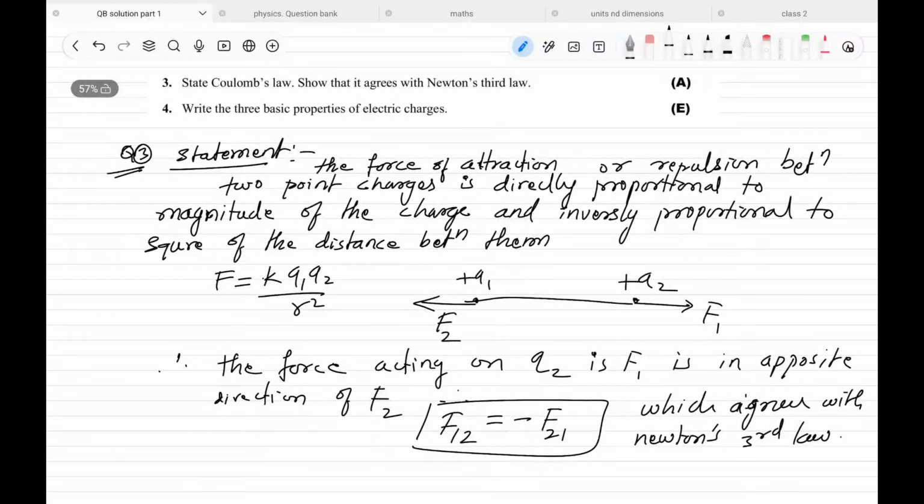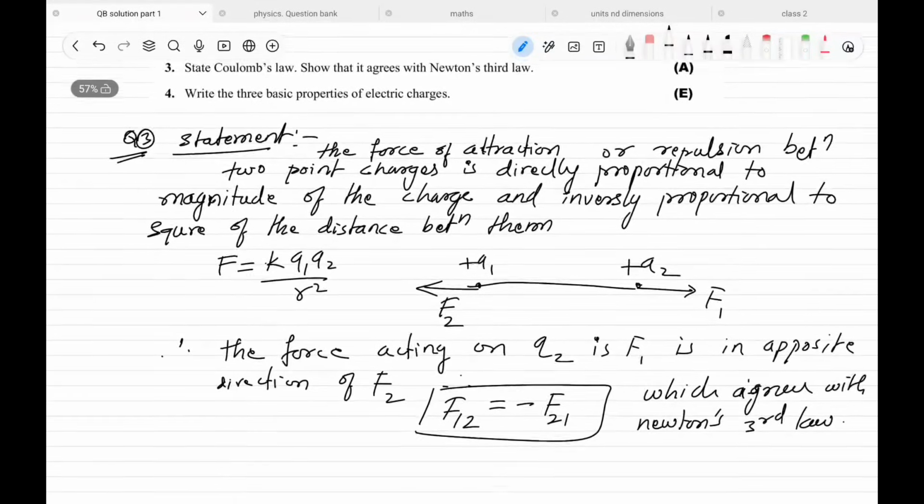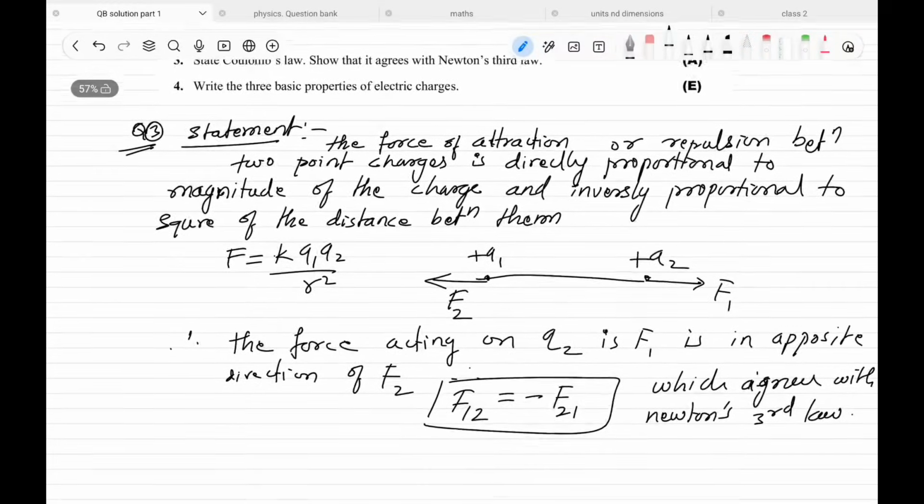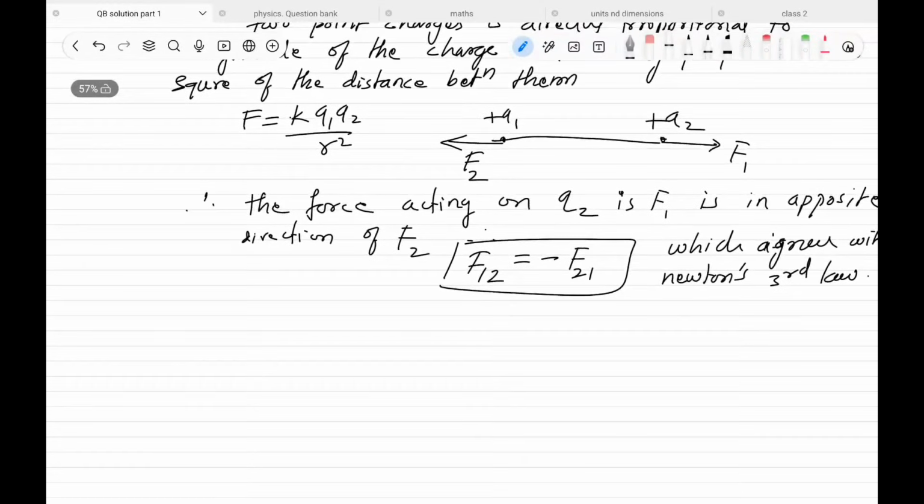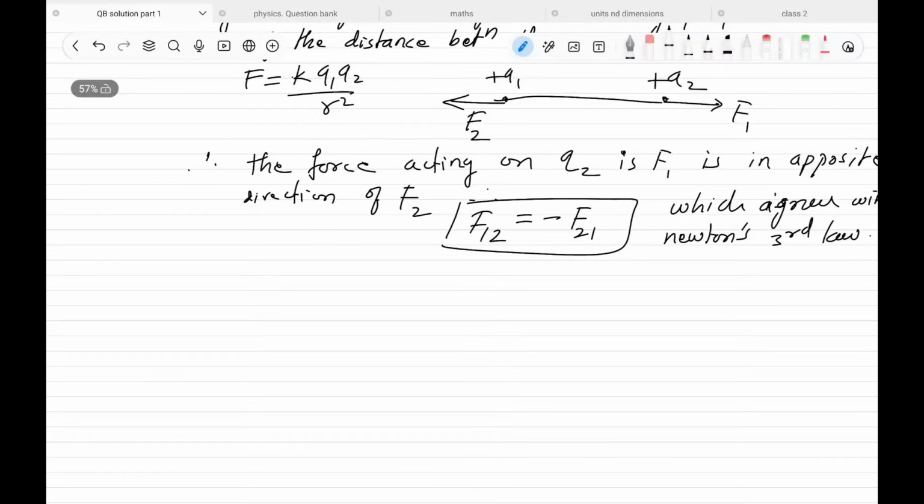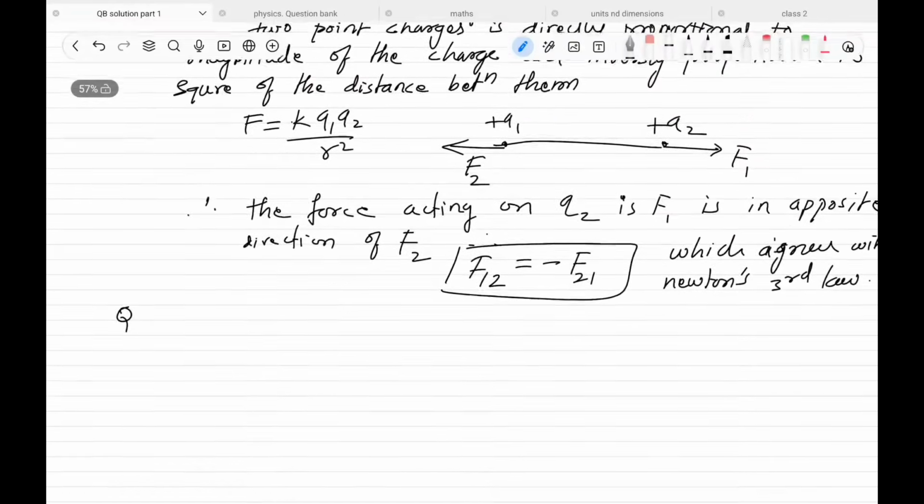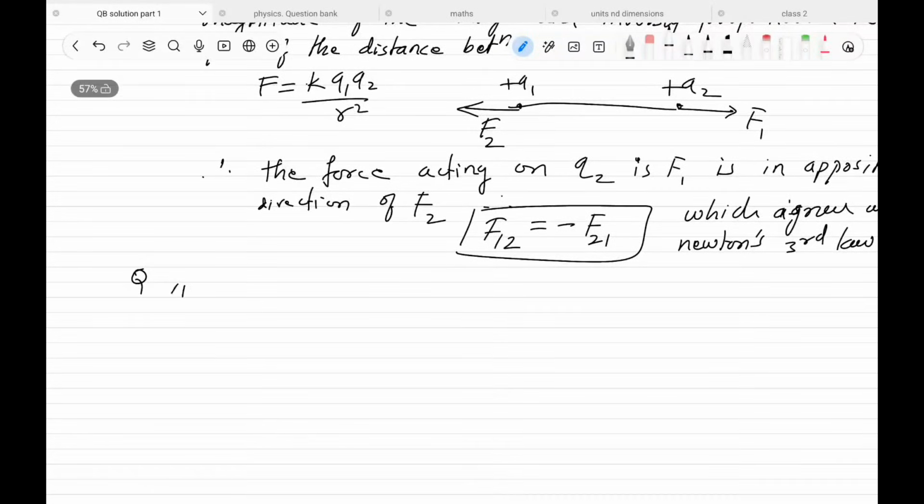Next question. Question number 4. Write 3 basic properties of charges. Only the 3 properties of electric charge are asked. Okay, the first property: the charge is additive.